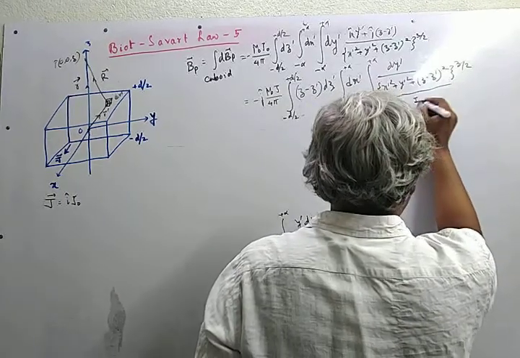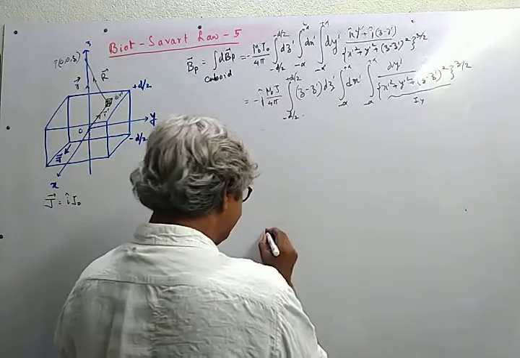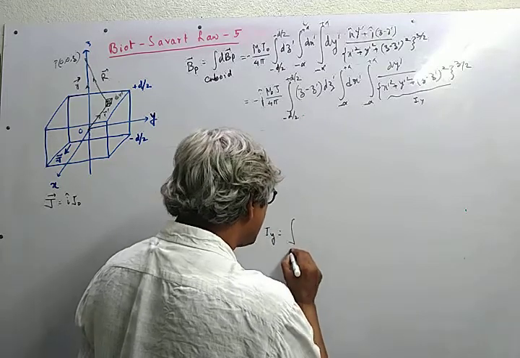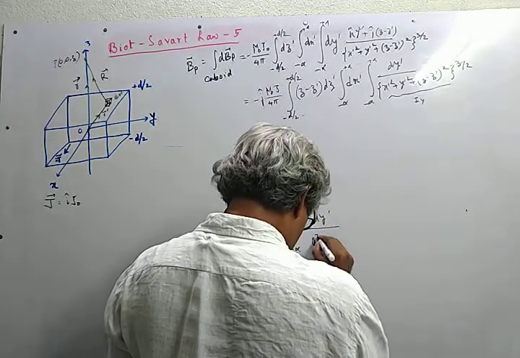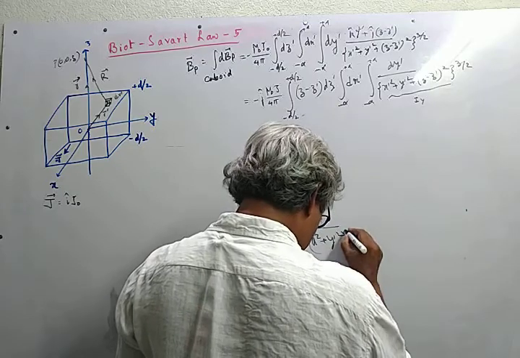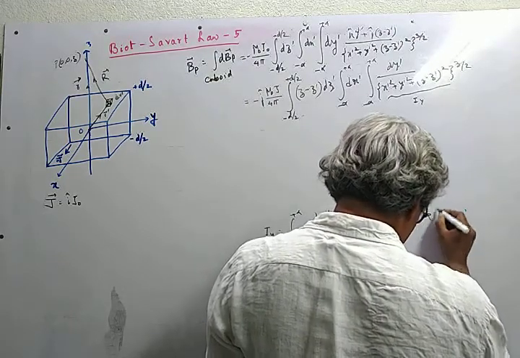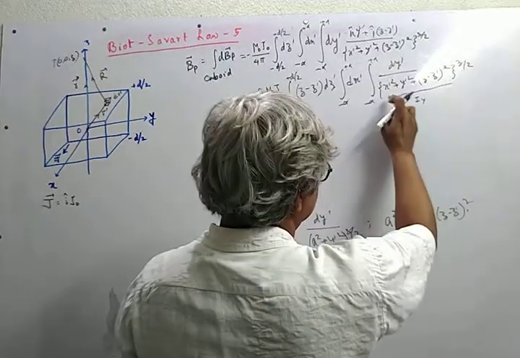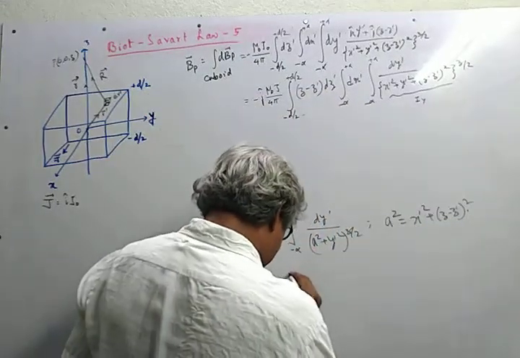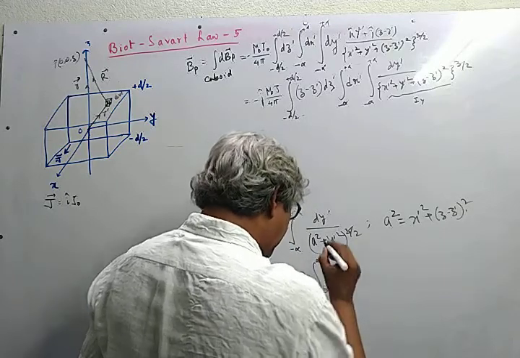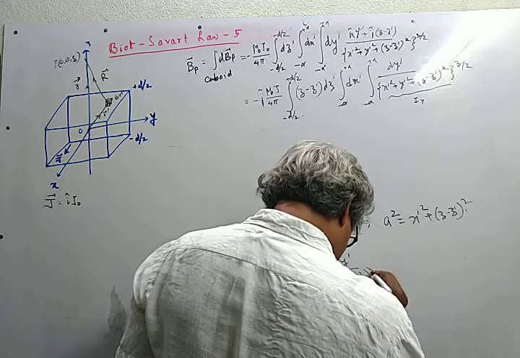Let me call it integration Iy. So basically integration Iy is the integral with a square in the denominator. Y prime is kept and the other part is a square. It is an even integral, so this is equal to 2 times the integral from 0 to infinity of dy prime over (a square plus y prime square) to the power 3 by 2.